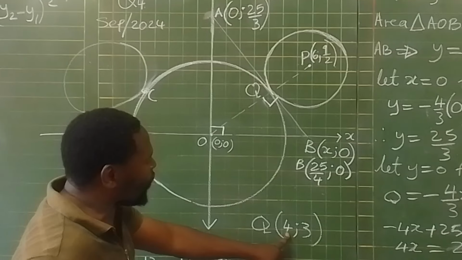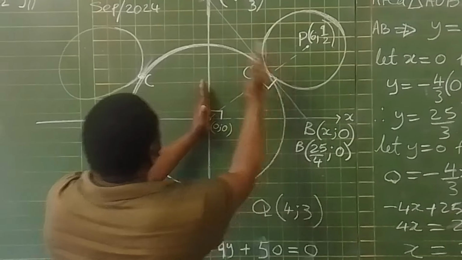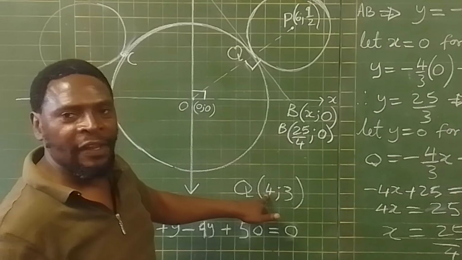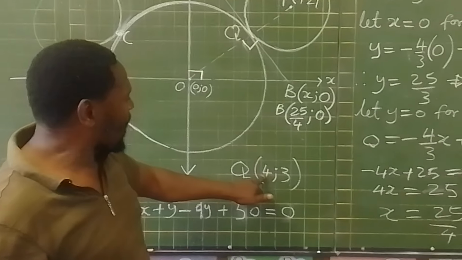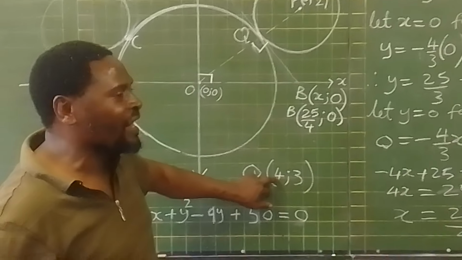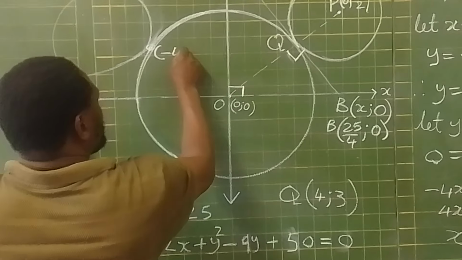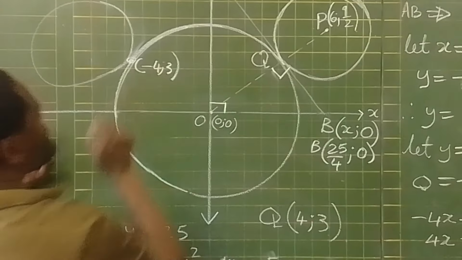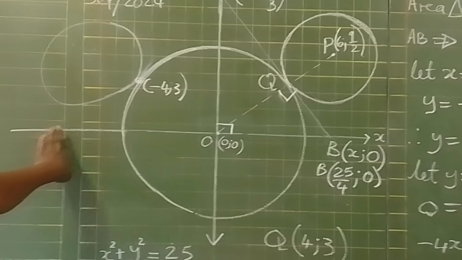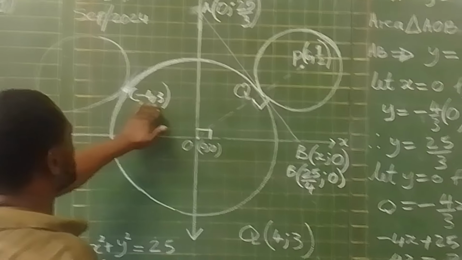Q was (4, 3). When you reflect this in the y-axis, the y is not affected, but the x is affected. So how do you affect this? You simply put your negative on the x, you leave your y the same, which is (-4, 3). If you can check with me, this x is on the negative side of the axis, and this is on the positive side of the axis. So this is the point C.